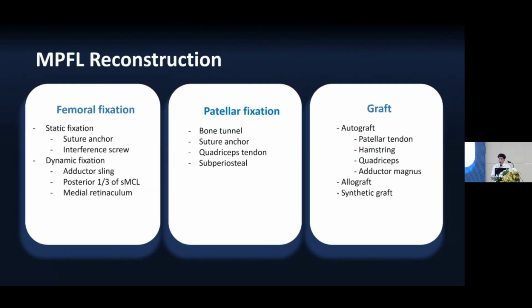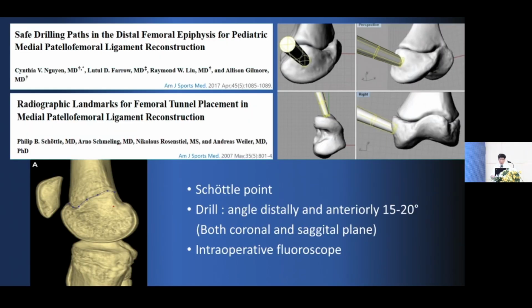First, I will talk about MPFL reconstruction. I will discuss the 3 main components: femoral fixation, patellar fixation, and graft selection. The femoral fixation: we can use the Schöttle point as I mentioned before. The point is located distal to the distal medial femoral facet. The drilling angle is 15 or 20 degrees distally and anteriorly in both the coronal and sagittal plane, and can be guided by intraoperative fluoroscopy.